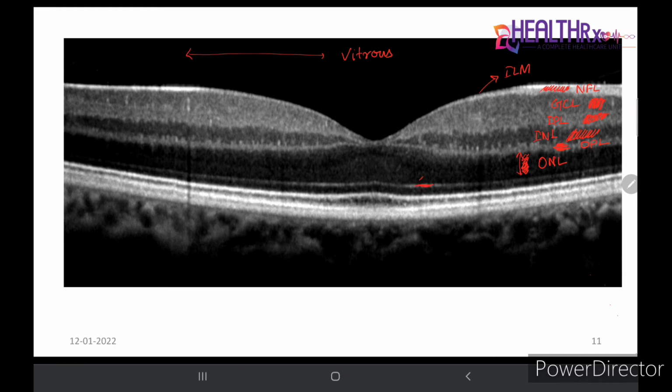The eighth layer is the hyperreflective boundary, that is the external limiting membrane. Ninth layer is the layer of rods and cones, or the photoreceptor layer, which is first a hyporeflective band, followed by a hyperreflective band, and again followed by a hyporeflective band. The 10th layer is the hyperreflective retinal pigment epithelium.